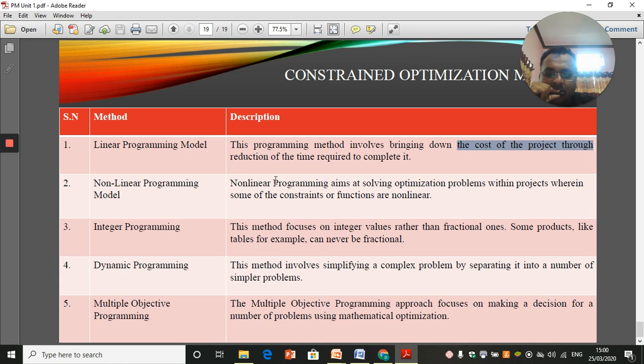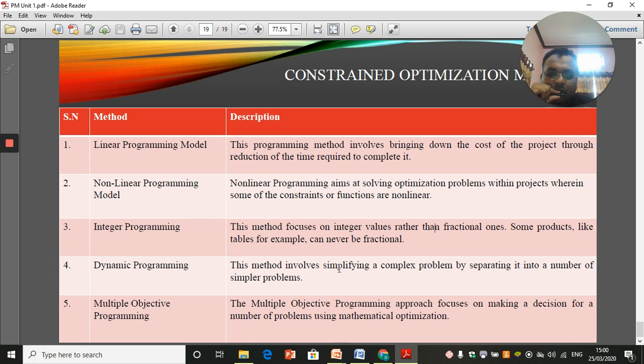Now, nonlinear programming aims at solving optimization problems wherein some of the constraints or functions are nonlinear. So there may be more than one function. Now you're considering more than one variable, and you're trying to manage those variables to reduce the cost of your project. Now, integer programming. This method focuses on integer values rather than fractional values. Some products, like a table, for example, can never be fractional. So you always consider integers. You ignore fractions, so you do it in rounded figures.